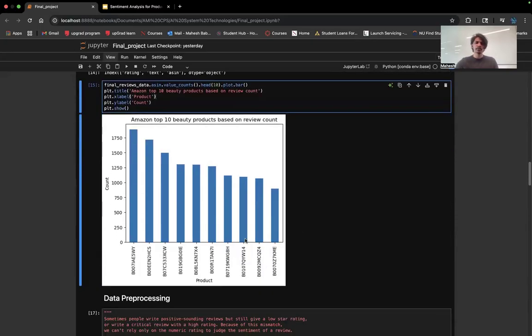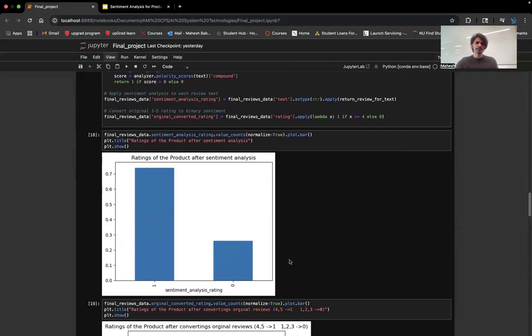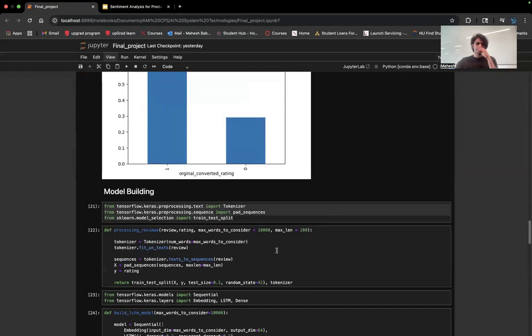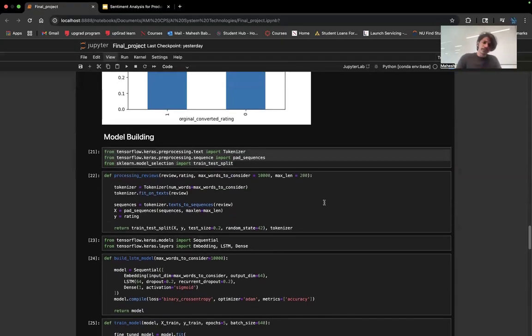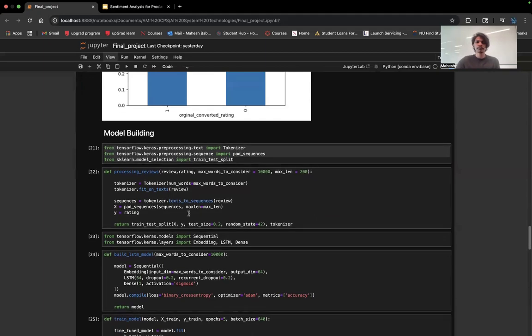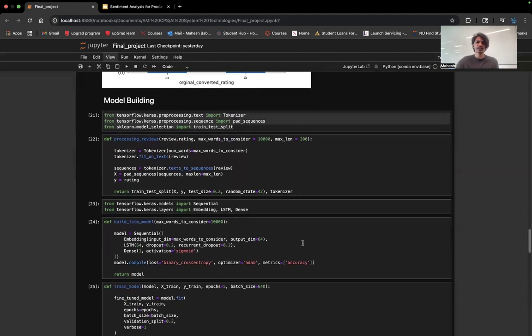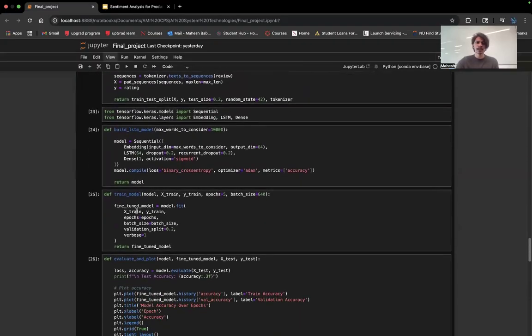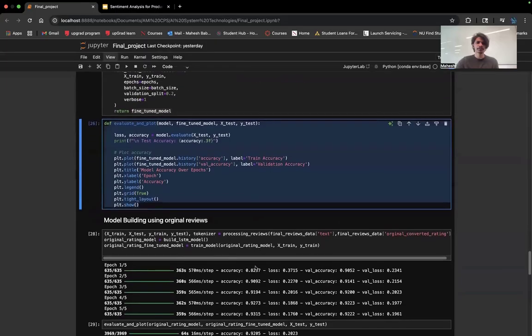Then we analyzed, since there are too many products in beauty products, we chose the ones having the highest number of counts. Here we are doing the pre-processing, converting the context into ratings and also changing the ratings 1 to 5 into 0 to 1, converting to positive and negative. So this is after converting. Here we are building the model, pre-processing the review, removing all the unnecessary context and tokenizing everything. Here we are building the model, and here we are training it. So this is the evaluation step.